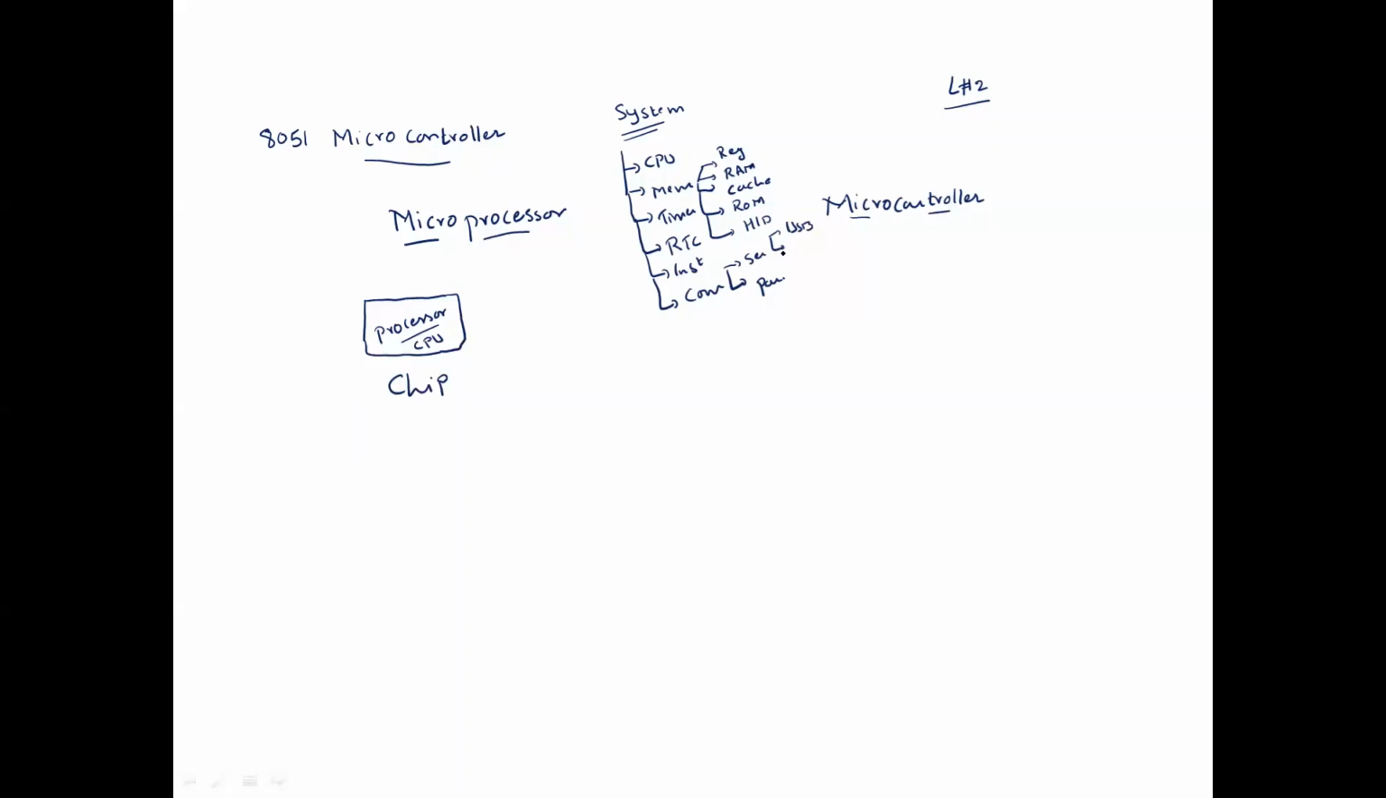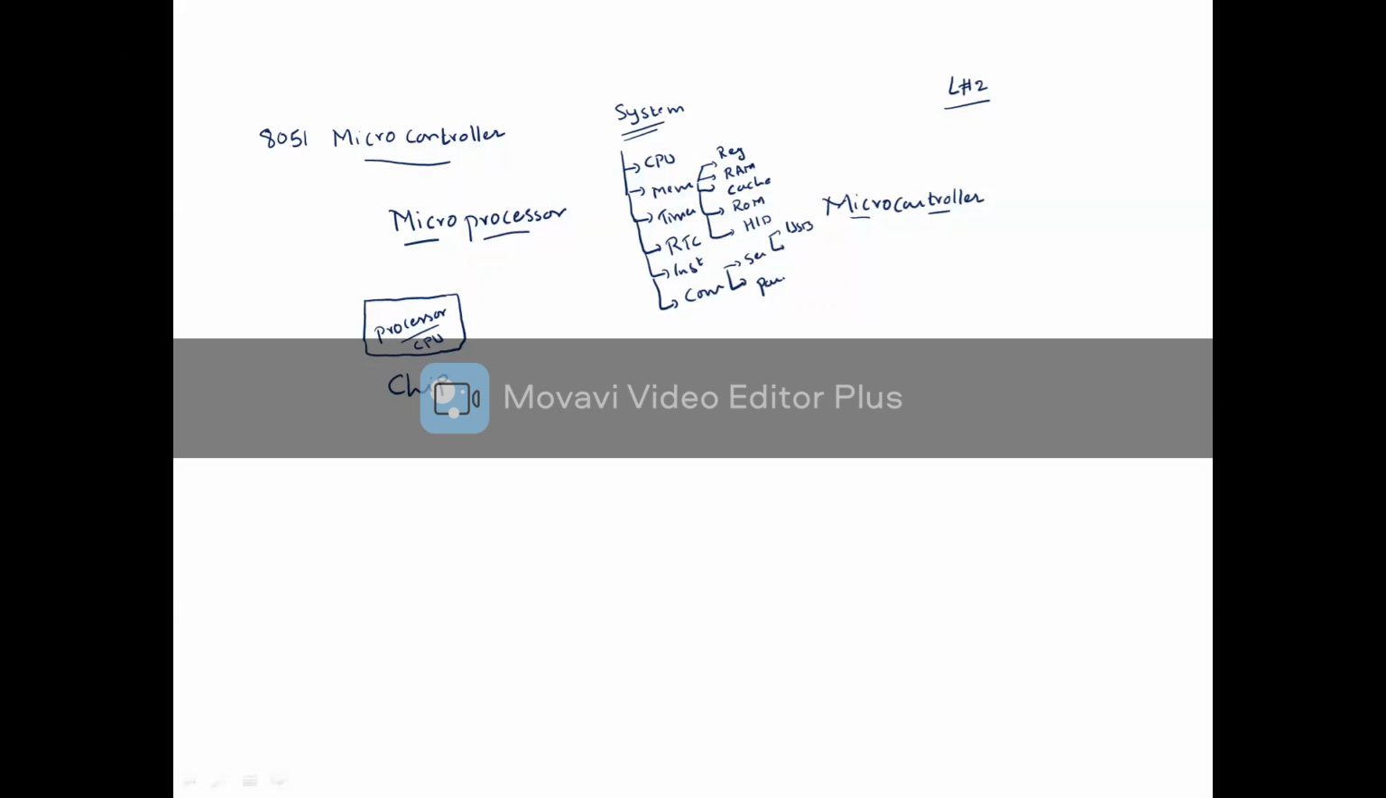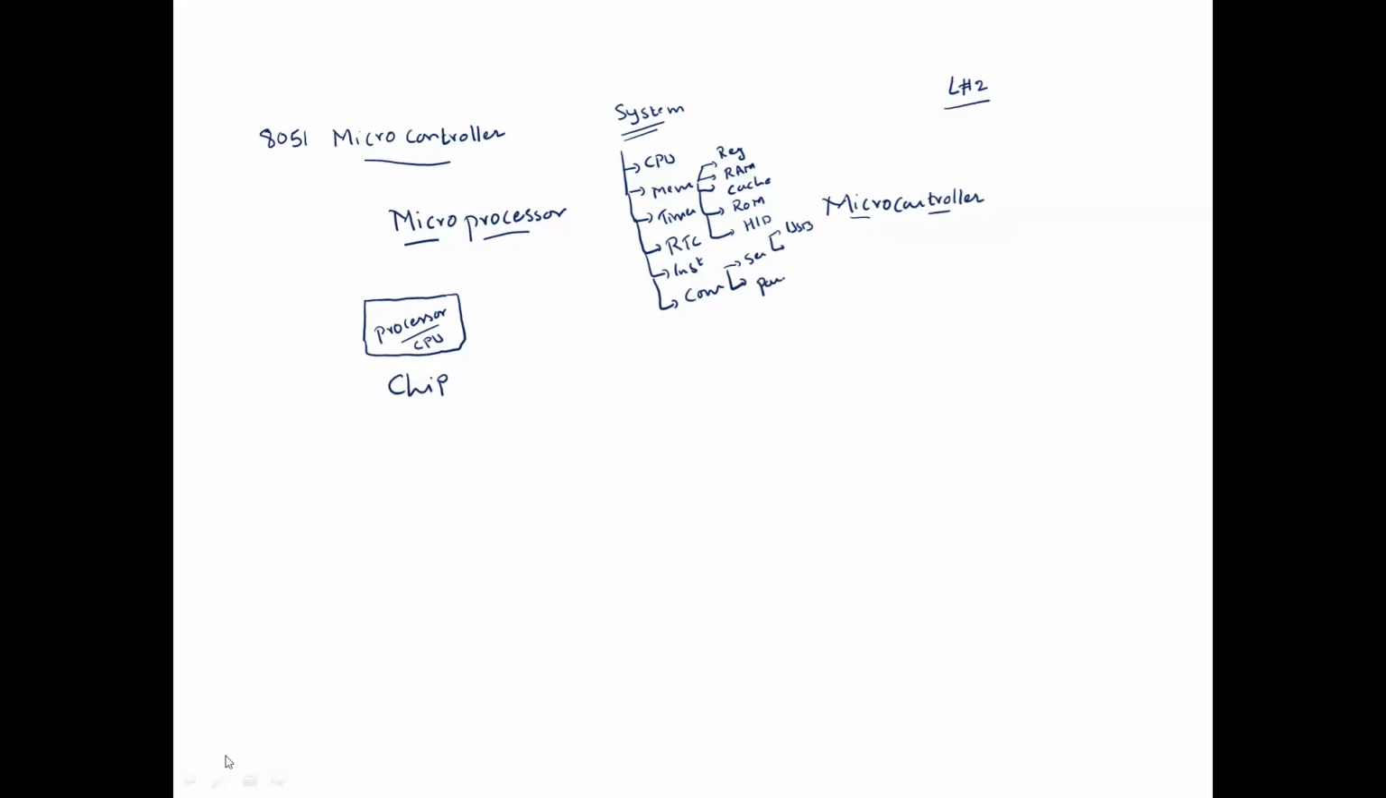So in every system you find, one of the most common serial communication ports in our computer systems, the USB ports will be there. Apart from USB, we have different communication ports.